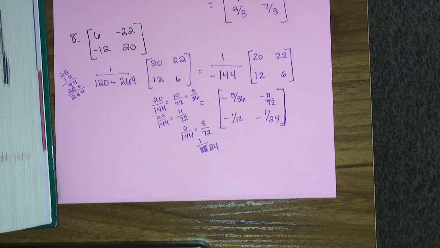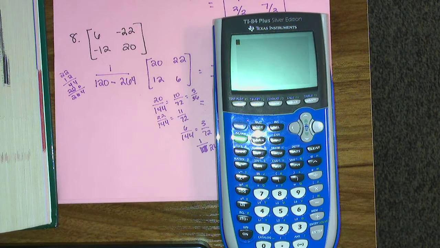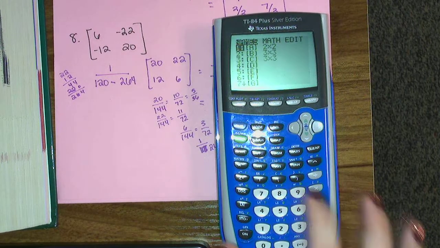Alright, so then let's check this on our calculator. So you're going to input this matrix in. No, your original. Alright, so once you do that, you're going to do second matrix, put in the matrix that you just put it in.